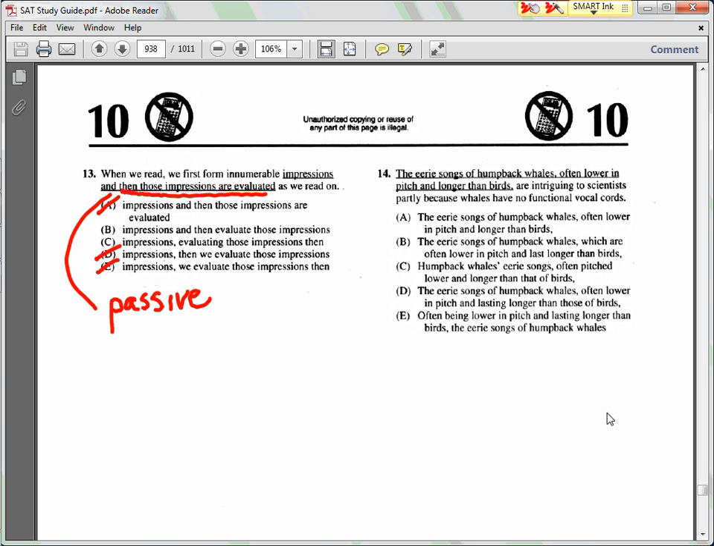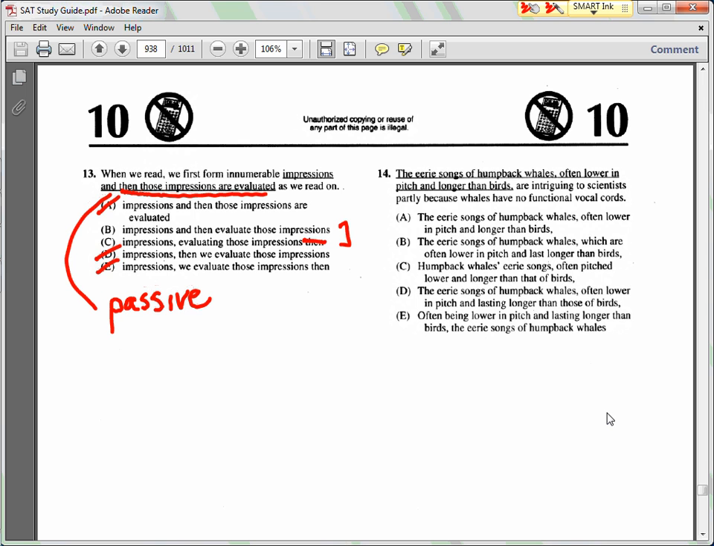So to me, it strikes me as odd that there's then here. So this is a very subtle distinction. But it seems unnecessarily repetitive because the way this sentence is phrased, we know that evaluating the impressions happens after we form the impressions. So it's not necessary to say then here, and it's redundant, and that is something that can be wrong with a correction, especially this late in the section. So C is wrong because it's excessively wordy because it includes a redundant word.